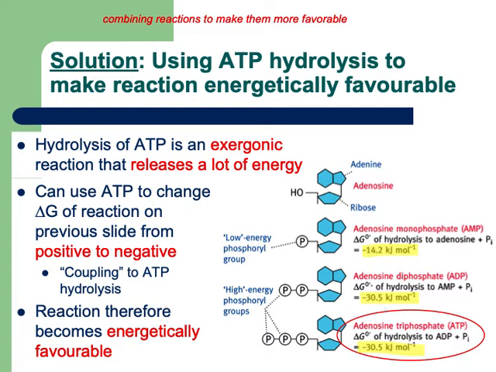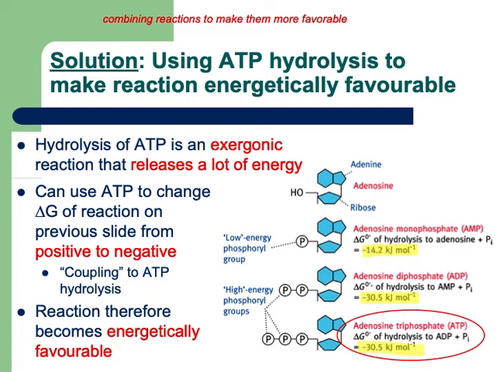This is why ATP is highly energetic. The breakdown of the high energy phosphate bonds releases a lot of energy. So when we add ATP to certain reactions, we can actually change the reaction from being endergonic to exergonic. This is called ATP coupling, and it makes a reaction energetically favorable and spontaneous.